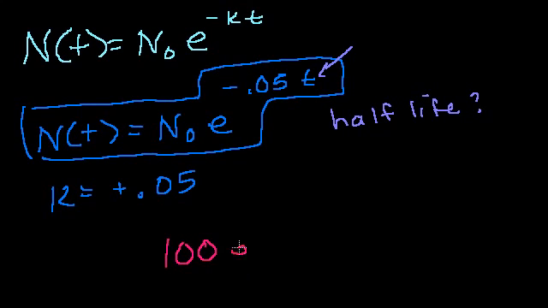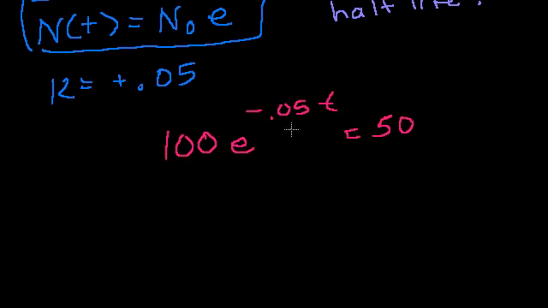I take 100 times e to the minus 0.05 times t. t is whatever our half-life. So after our half-life, we're going to have half of this stuff left. So this should be equal to 50. We just solve for t. Divide both sides by 100. You get e to the minus 0.05 t is equal to 1/2.